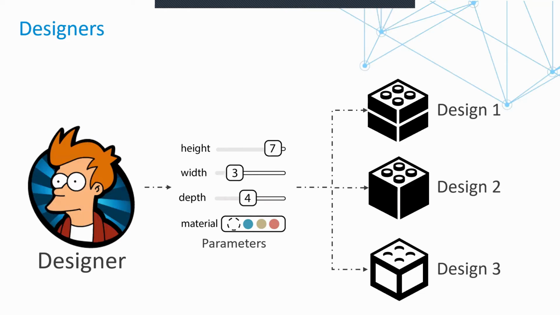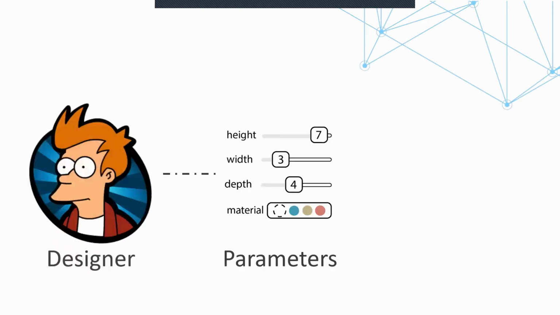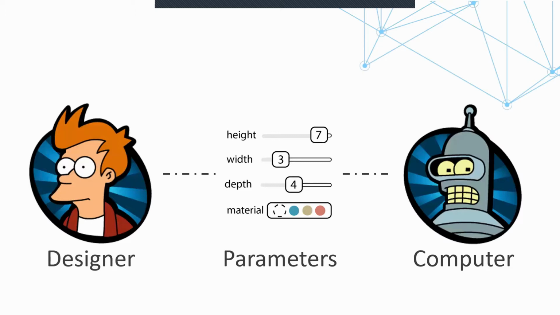But you can't explore every option available to you. But what if we could take our designer's parameters and give it to a computer? Can the computer do a lot more with our values?